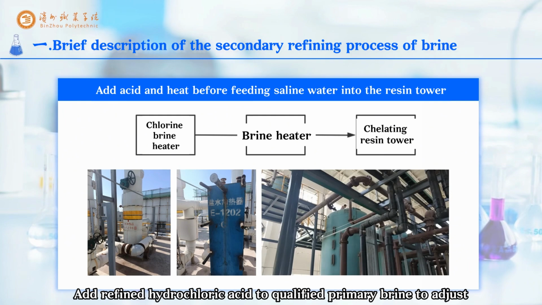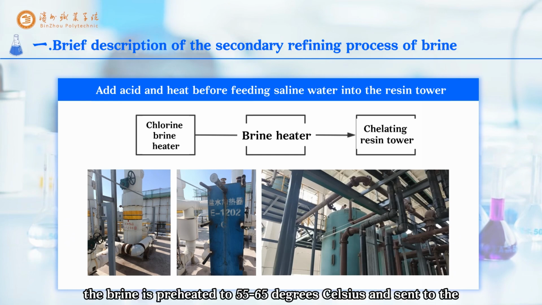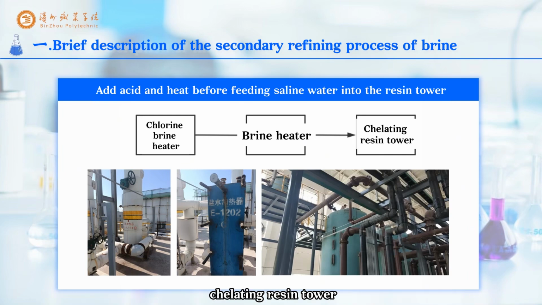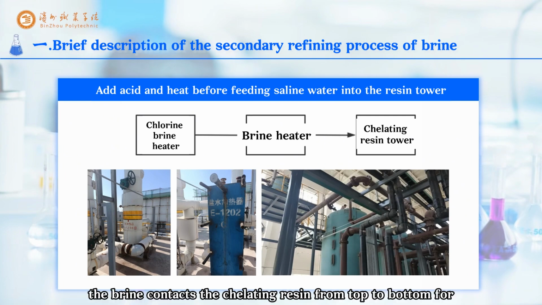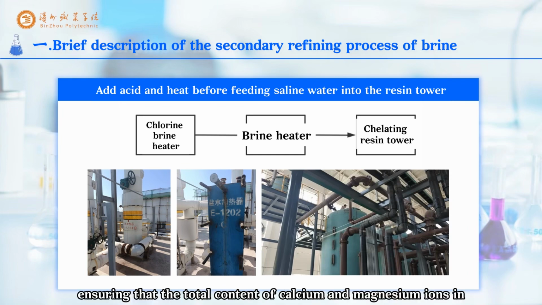A brief overview of the secondary brine purification process. Add refined hydrochloric acid to qualified primary brine to adjust its pH value to between 8.5 and 9.5, aiming to dissolve the suspended solids in the brine. Then, the brine is preheated to 55 to 65 degrees Celsius and sent to the chelating resin tower. In the resin tower, the brine contacts the chelating resin from top to bottom for ion exchange, ensuring that the total content of calcium and magnesium ions in the brine exiting the resin tower does not exceed 20 micrograms per liter.